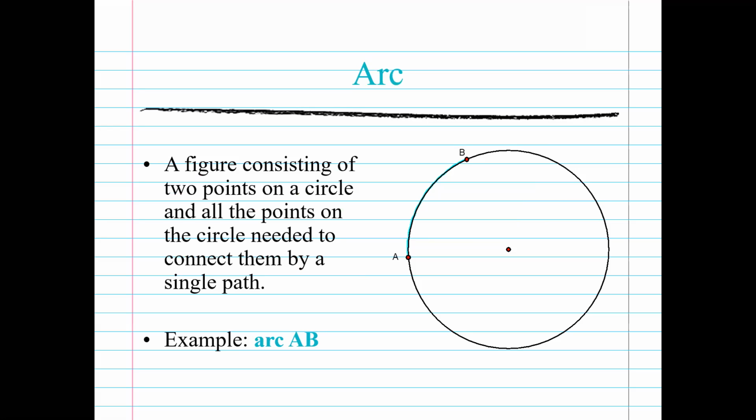An arc is a figure consisting of 2 points on a circle. Not important right now, but an arc is a part of the circle boundary. For example, this part of the circle boundary starting from A to B. We can even extend it up to the C position, so the arc would be from A to C now. It is a figure consisting of 2 points on a circle and all the points on the circle connecting them by a single path. So this is what an arc means.